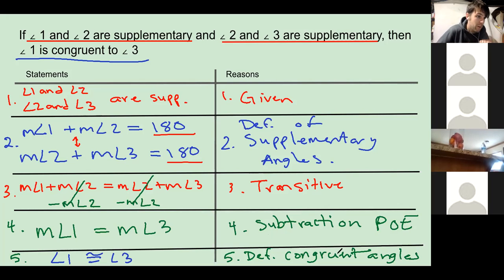So this proof was pretty similar to the one that we just did before. We couldn't write a single equation that related angle 1 and 3, but we could write two equations and then put those together using the transitive property. Now, technically, that's the transitive property of equality. So I'll add that in there.